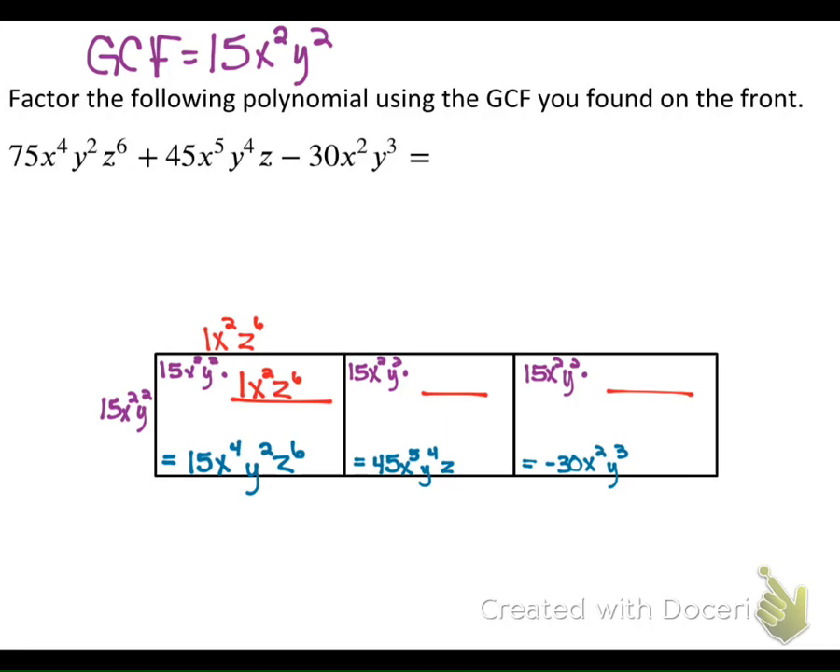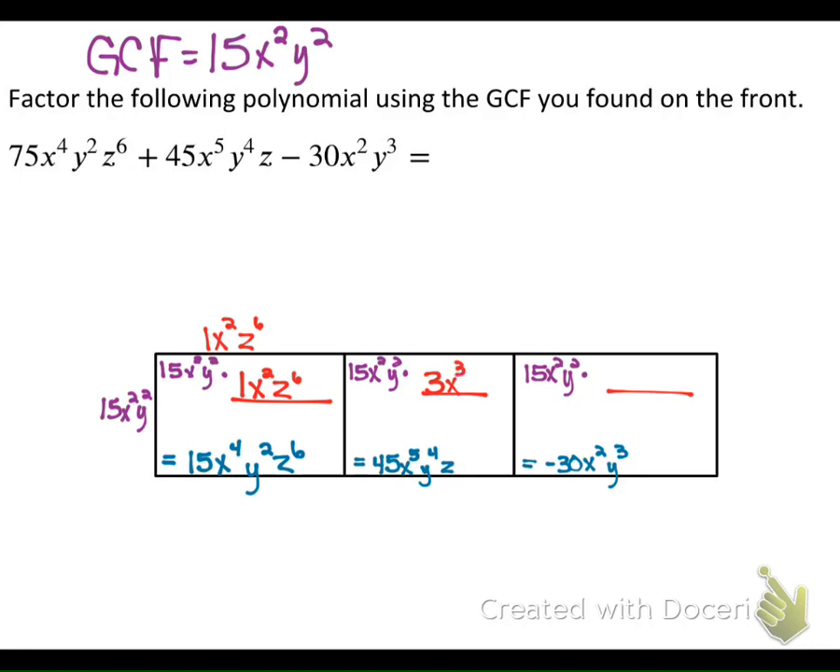Okay, let's find the width of my second rectangle. So now I have to think 15 times what gets me to 45? 15 times what gets me to 45? 3. Okay. Now I look at my variables. I have x squared, and I go x to the 5th. So if I go from 2 x's to 5, how many more do I need? So x to the 3rd.